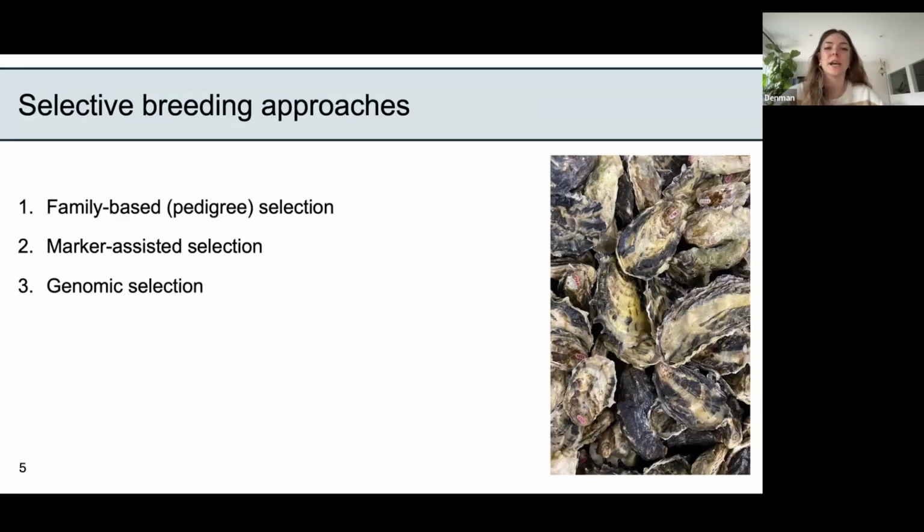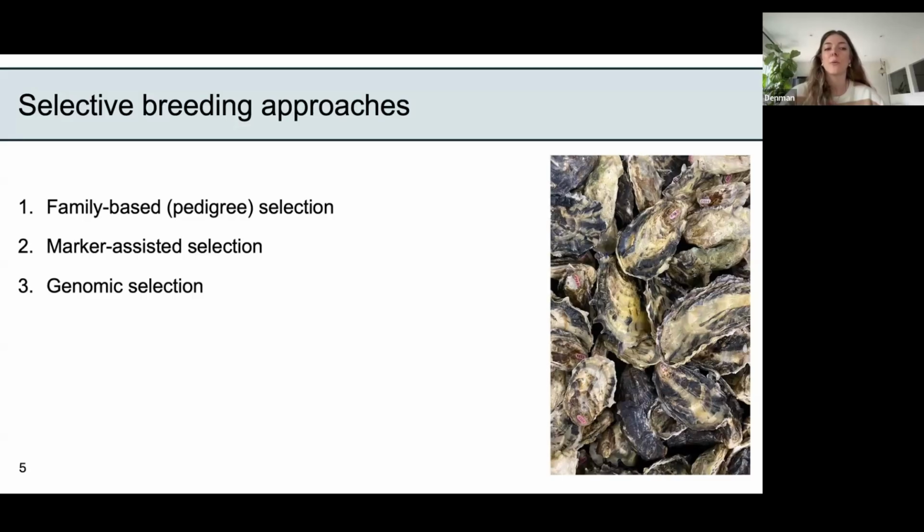For my project, we wanted to ask what type of selective breeding would be appropriate. There are three main umbrella terms of selective breeding. The first one is family-based or pedigree selection. Essentially, this uses no genetic information. It just uses a pedigree of who is related to who up the family tree. There's also marker-assisted selection, which is used when you have a trait that is controlled by one specific genetic marker. This does use genetic information, but it's only applicable in certain scenarios.